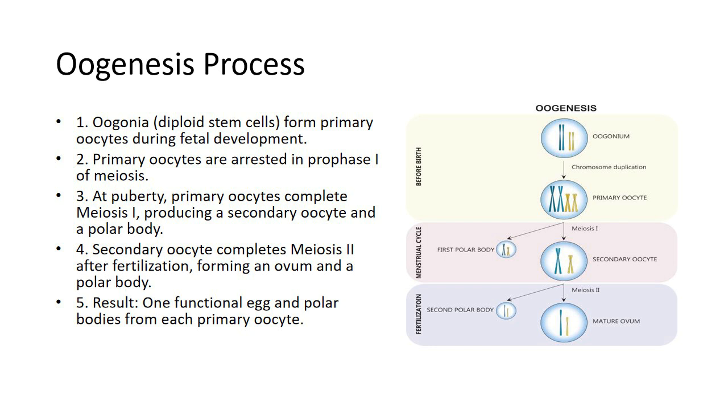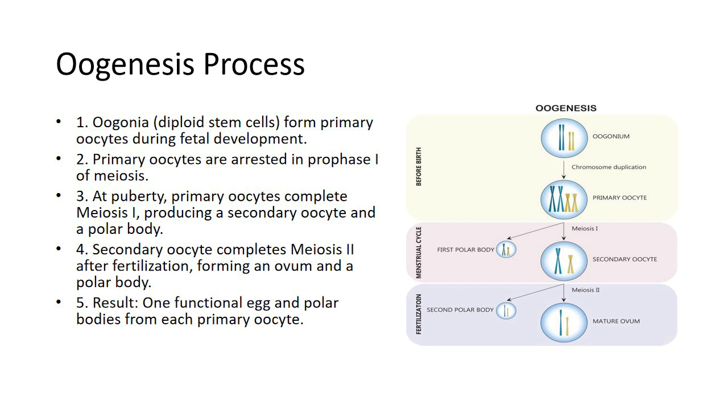First, the cellular process of oogenesis. Oogenesis begins during fetal development when oogonia, the precursor cells, differentiate into primary oocytes. The process is halted until puberty, when the menstrual cycle resumes. Oogonia, diploid stem cells. Oogonia are diploid cells, 2N, formed during fetal development. They divide by mitosis and form primary oocytes.